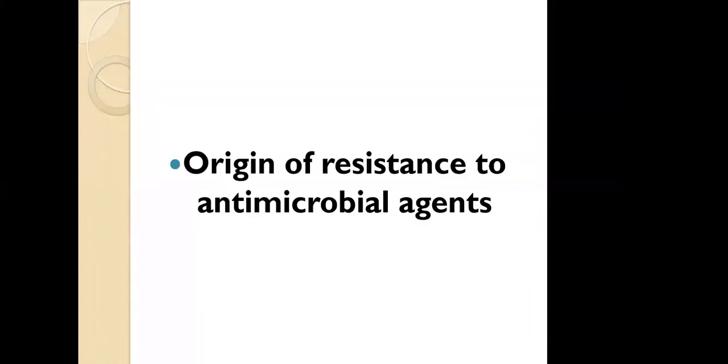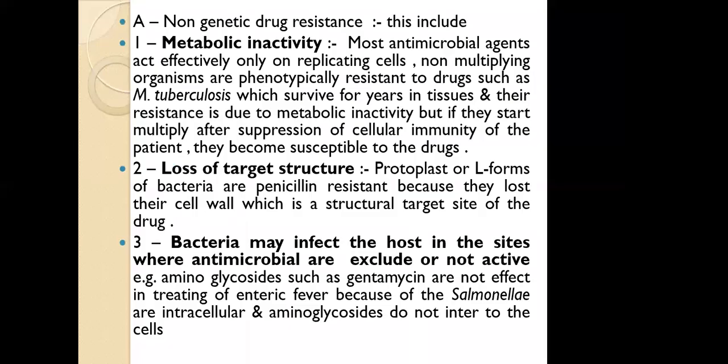Now, we study the origin of resistance to antibiotics. This origin or mechanism may be non-genetic or genetic drug resistance. Non-genetic drug resistance includes metabolic inactivity. Most antimicrobial agents act effectively only on replicating cells. When the bacteria grow, the antibiotic can act on them and kill or inhibit their growth. But non-multiplying organisms are phenotypically resistant to drugs, such as Mycobacterium tuberculosis, which survives for years in the tissue and the granuloma, and their resistance is due to metabolic inactivity.